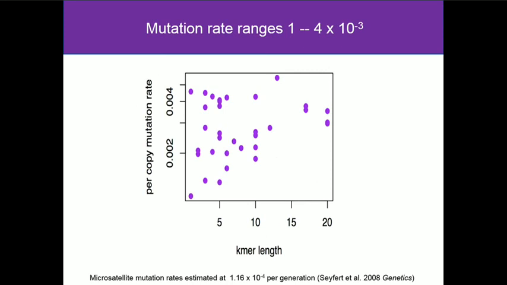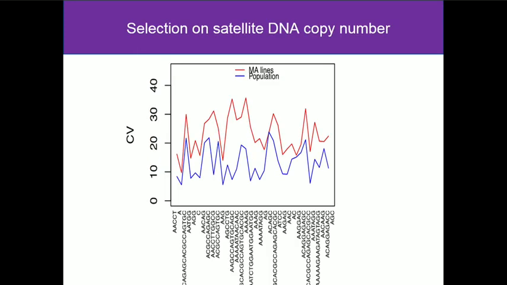We could also directly estimate the mutation rate by this change in the copy number per generation per copy, and it tends to be in the range of 1 to 4 times 10 to the minus 3. It's a fairly tight range across the different K-mers, whereas the microsatellite mutation rate is on the order of 1 times 10 to the minus 4, at least an order of magnitude rarer. And this is in part because of the very high copy number of the heterochromatin. We think it probably makes it a bit more mutable.